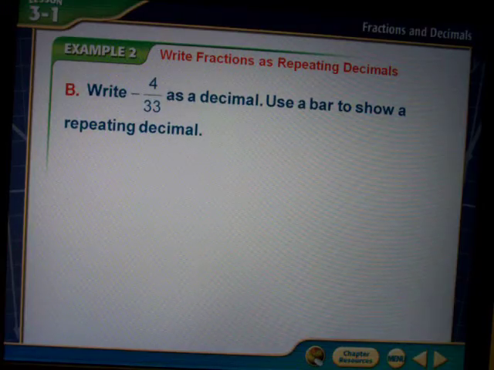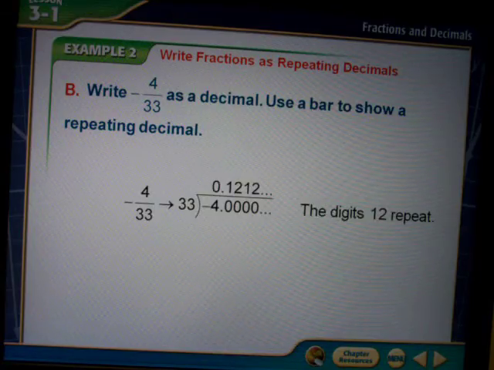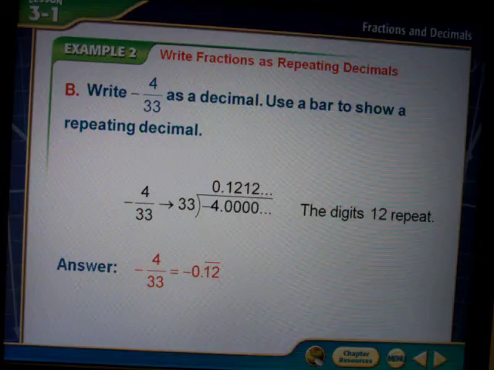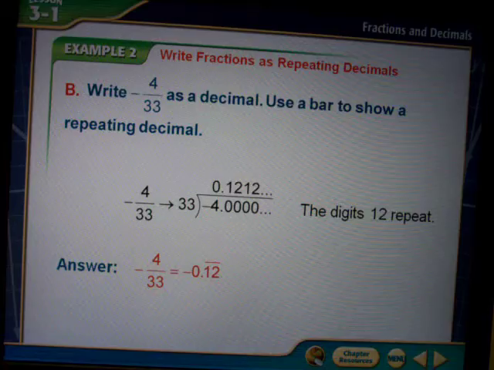Alright, so now we're going to write negative 4/33 as a decimal, and we're going to use a bar to show a repeating decimal. So here we go, we get the digits 1 and 2 repeat, so we're going to put a line over 1, 2, and notice it is a negative fraction, so we have to make sure we include that, not lose our negative sign along the way.